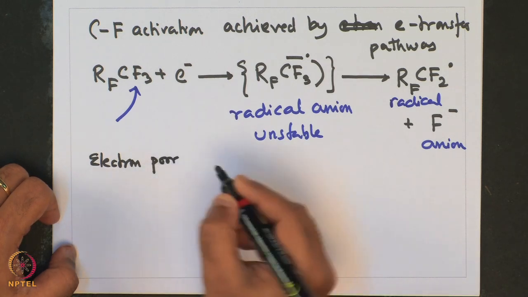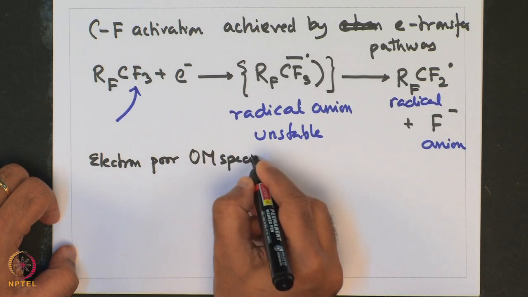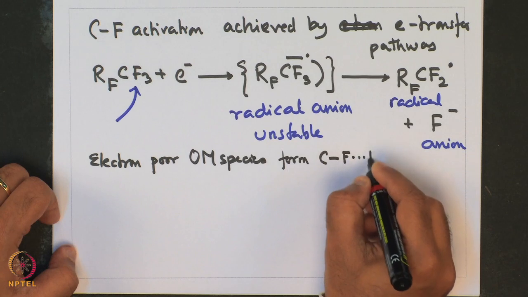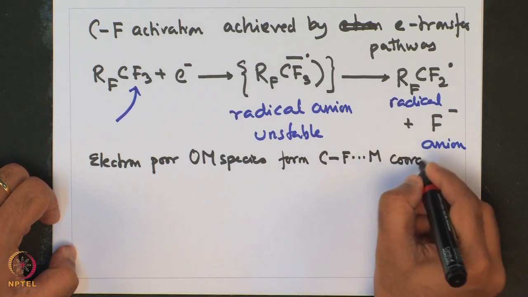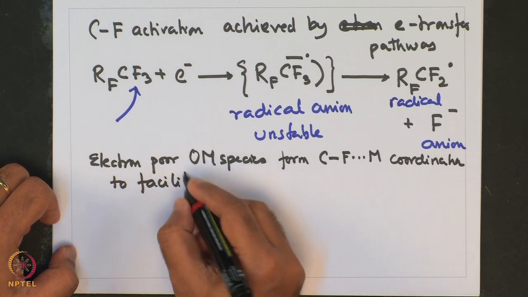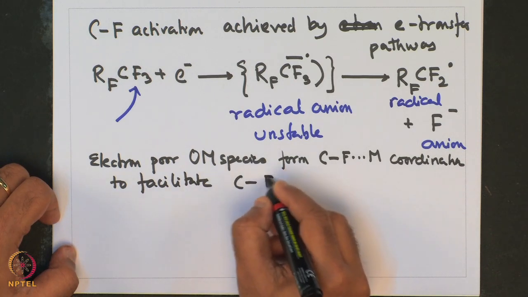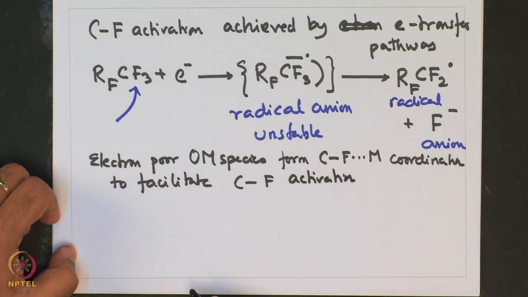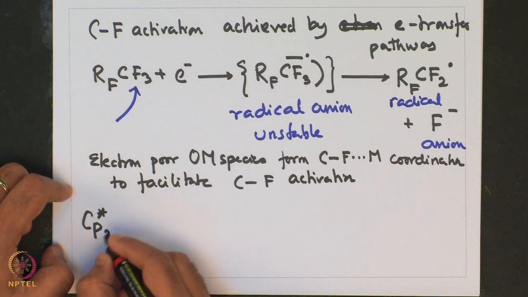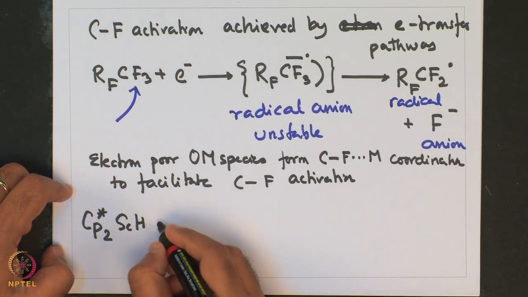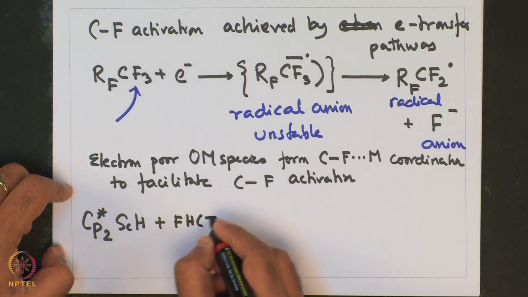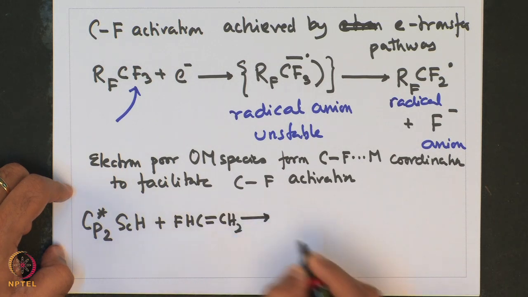Electron poor or electron deficient organometallic species form CF-M coordination to facilitate CF activation, and this is illustrated by this scandium complex, Cp star 2 scandium hydride, reacting with this olefin, HFC=CH2, to give this compound.